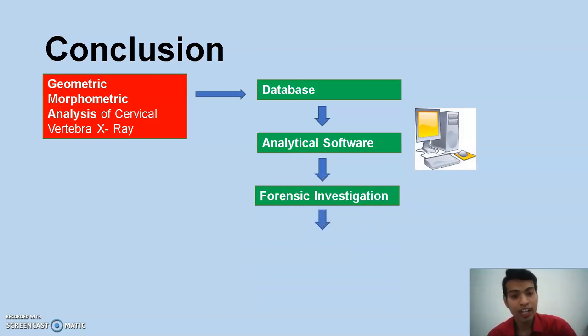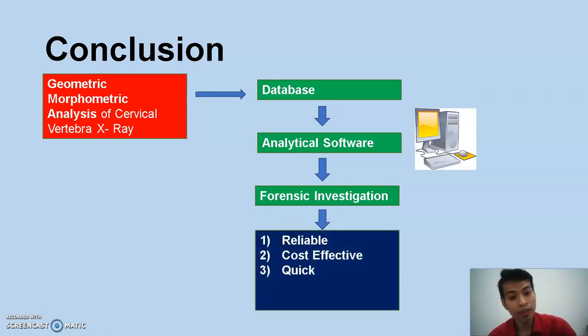This new method has a few advantages, which is that it is more reliable. It is more cost effective and also cheaper as compared to traditional methods. So because of this extra value, geometric morphometrics should be considered and it is more feasible to be conducted in forensic diagnosis.